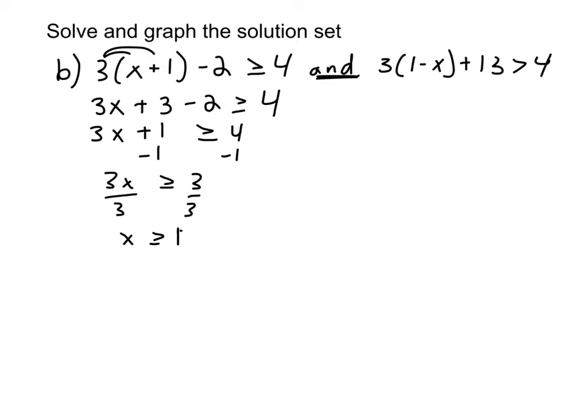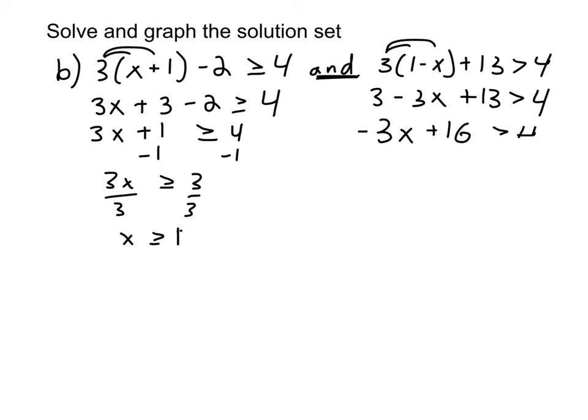Okay, so now moving on to the next inequality. First thing I'm going to do is distribute this 3. So I have 3 minus 3x plus 13 is greater than or equal to 4. Then I'm going to combine like terms. So I have this negative 3x, but then I have 3 plus 13, which is 16. It's greater than or equal to 4. I'm going to subtract 16 from both sides. So I'm left with negative 3x is greater than or equal to 4 minus 16, which is negative 12. I'm going to divide both sides by negative 3. And I get x. Now, since I divided by a negative number, the inequality flips.